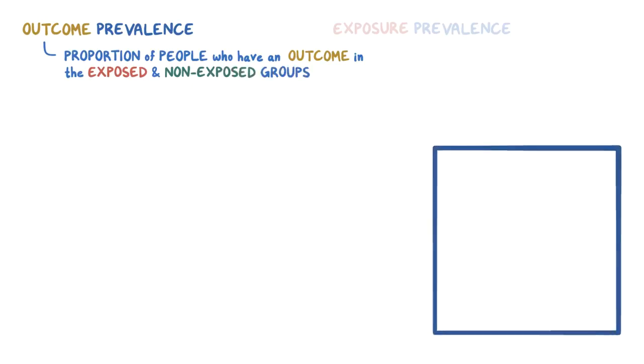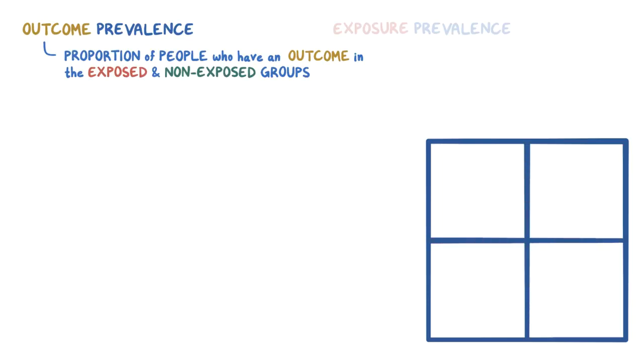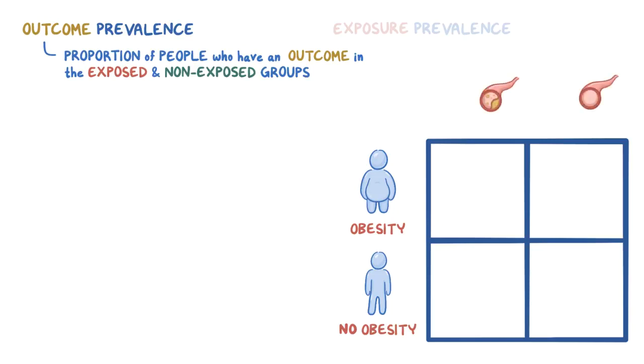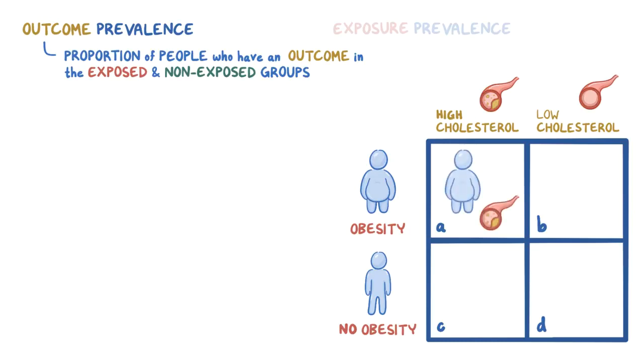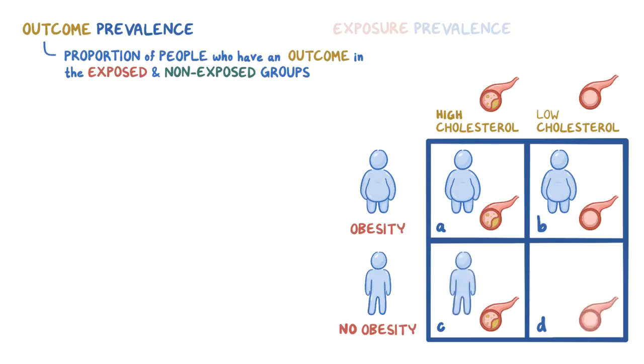In a cross-sectional study, this can be organized in a 2x2 table, with the exposure, obesity or no obesity, on the side, and the outcome, high or low cholesterol levels, on the top, and each box is labeled A, B, C, or D. Cell A includes individuals who have high cholesterol and who are obese. Cell B includes individuals who have low cholesterol and who are obese. Cell C includes individuals who have high cholesterol who are not obese, and cell D includes individuals who have low cholesterol and who are not obese.